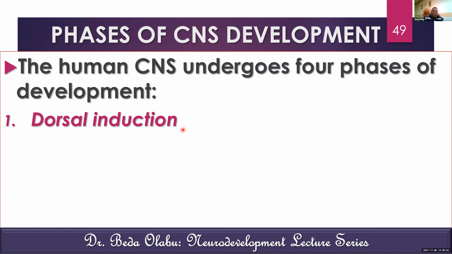and that is what helps us to outline the phases. The first phase of CNS development is a phase of dorsal induction, where we have formation of the neurotube. So basically, the dorsal induction phase involves the process of neurulation. And at the end of neurulation, we have what we call a neurotube, which is the primordium of the central nervous system.